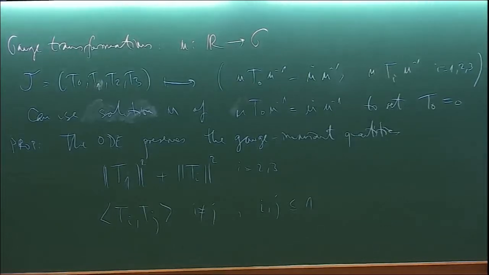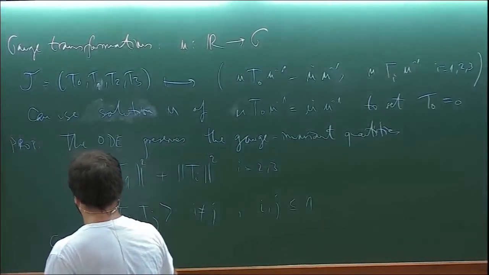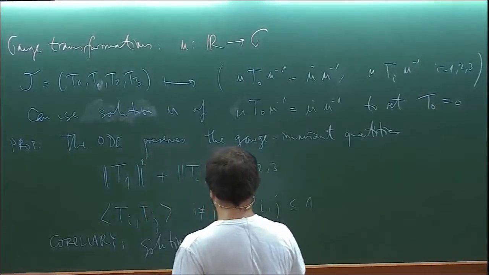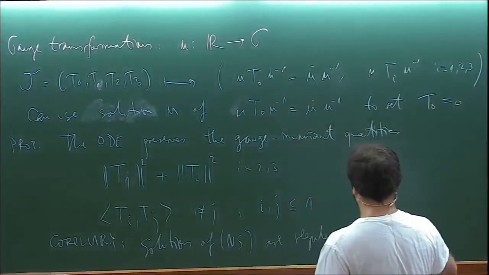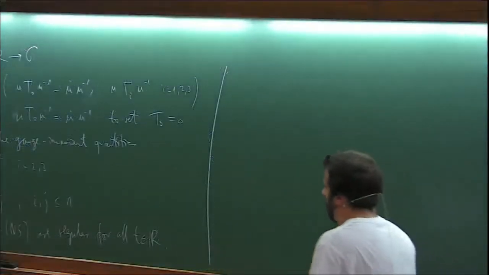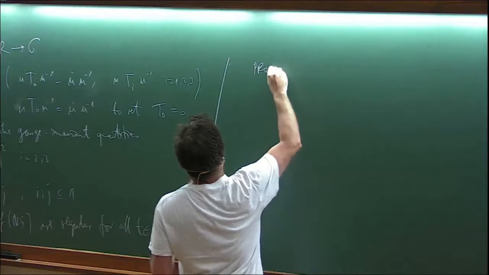Okay, just compute. Corollary: solutions of Nahm-Schmid are regular for all t in R. So they exist globally. This is in contrast with what we know about the Nahm equations, where there are these poles. This is just easy to prove.